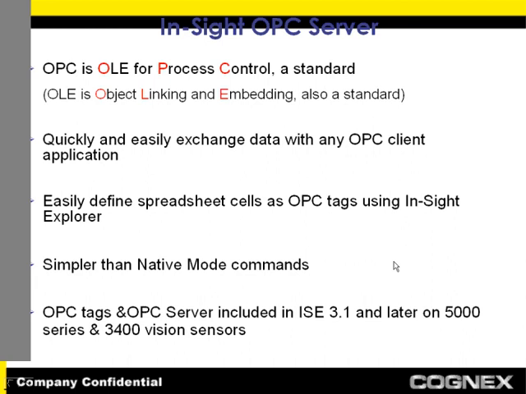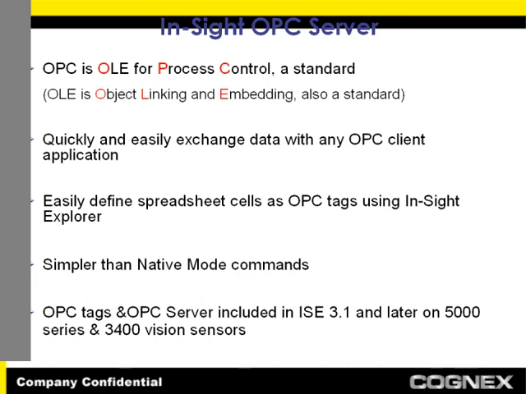The idea is that we can take spreadsheet cells and tag them, and I'll get into how we do this. What that does is give a label for that data, and then that data will be made available through the OPC server to other applications. If you've ever used native mode commands, this is a lot easier. Native mode commands tend to take programming. You have to have knowledge of how InSight works. It's kind of messy, so this is a lot easier to use.